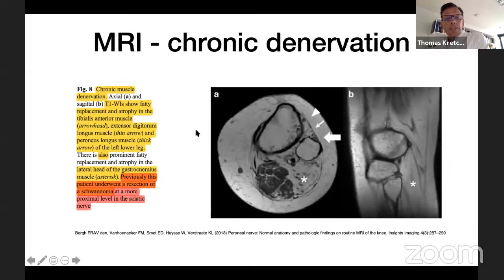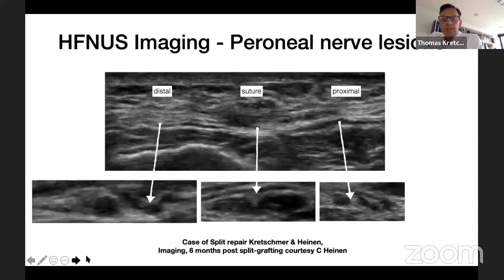And also for other reasons, this image is quite nice, because this points to a fatty atrophy. And this is important to know, because if there's fatty atrophy, there's no more muscle that you could re-innervate, for reason number 1. And the second reason why I find this very nice, because this is a paper from a not unfamous university, and they describe again what has been told before. This patient underwent a resection of a schwannoma at a more proximal level in the sciatic nerve. So this means that it happens not so infrequently.